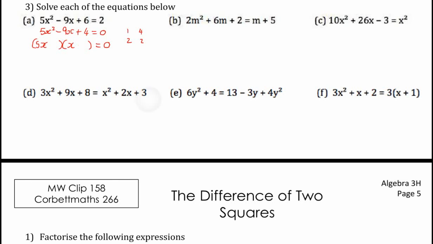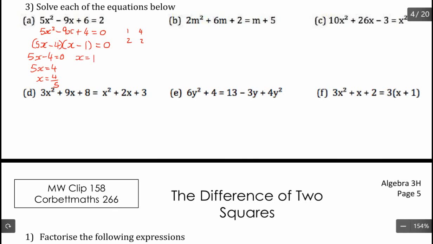So I want to times the 1 by the 5, and I want to times the 4 just by the 1x, and that should work. So 5x minus 4 is 0. 5x equals 4, so x is 4/5, and from this bracket x equals 1.